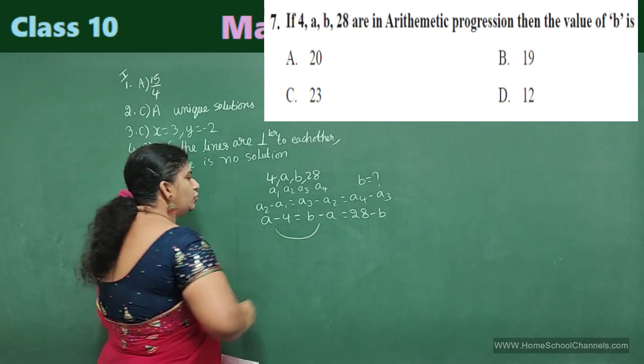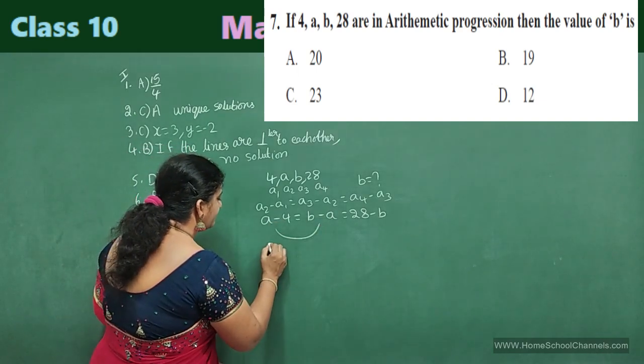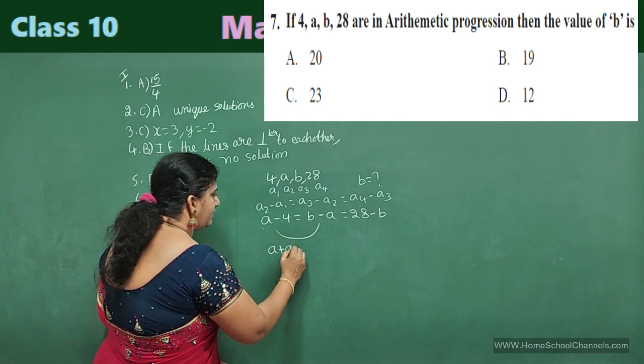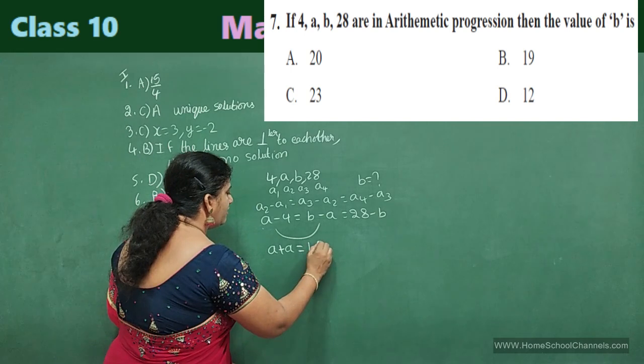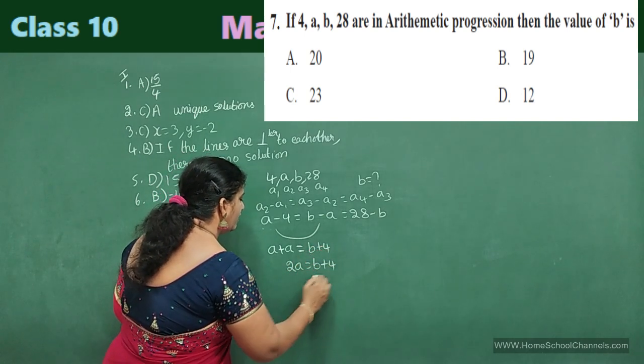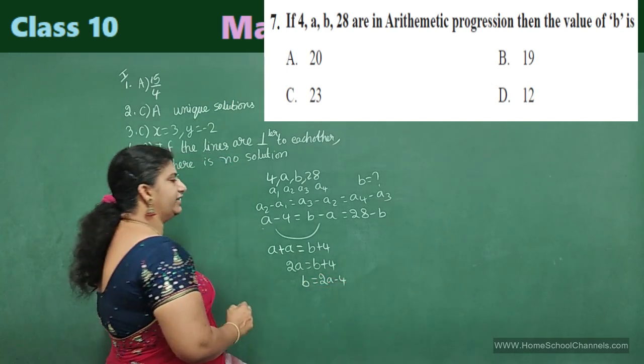Now take any two pairs and equate. Let me take these two pairs. Minus a, bring this side, it will be plus a. And here b plus 4. 2a is equal to b plus 4. Therefore, b is equal to 2a minus 4, I can write.